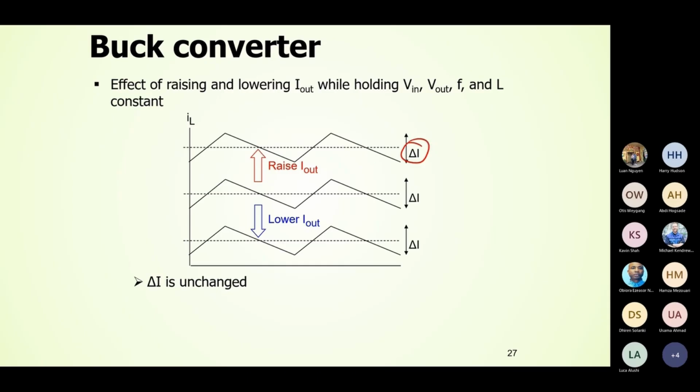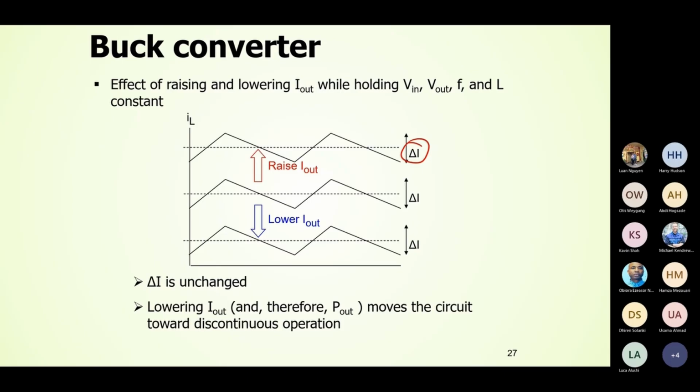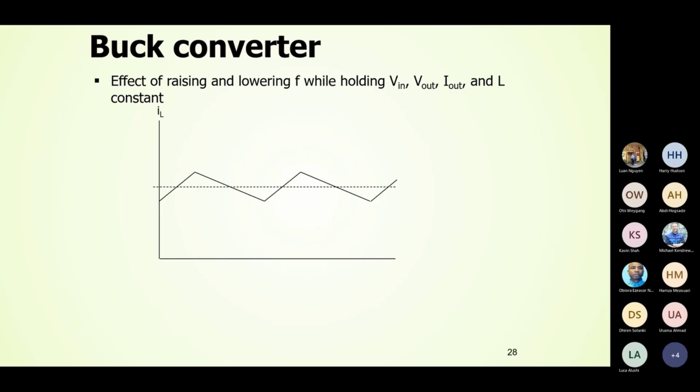So this is something that you have to keep in mind, that if you want to control the ripple current, it's actually not related to the output current. And one thing you have to keep in mind, if you keep lowering the output current, then at some point this will actually touch the zero value. It means your current through the inductor will be zero, and at that time you have discontinuous conduction mode. And this is something that we want to avoid.